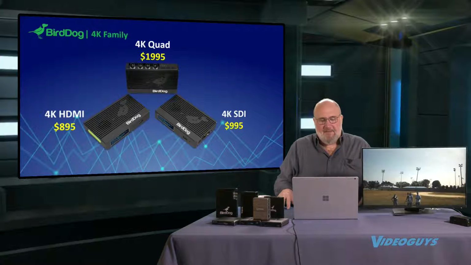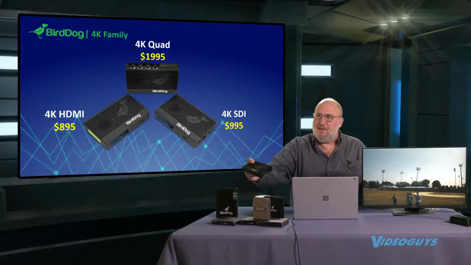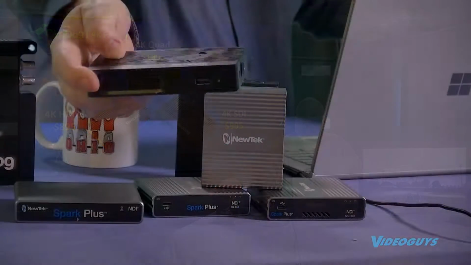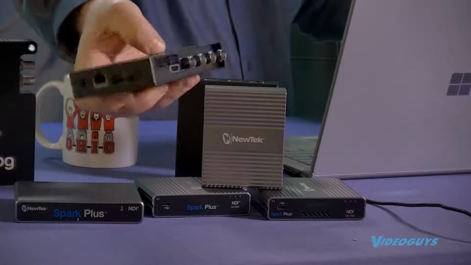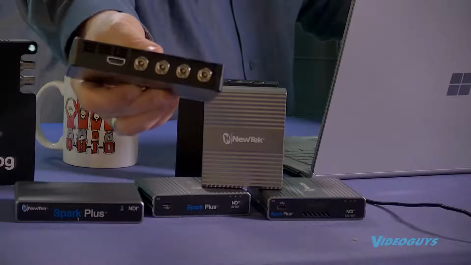BirdDog has a 4K family of converters that are both encode and decoders 4K. They have the 4K HDMI for $895, the 4K SDI for $995, and then they have this puppy right here, folks. And if we can, I want to get right in on this. Can we focus in on this camera over here? That's right. Look what's on the back of this, folks. 4 SDI spigots. This is the quad.